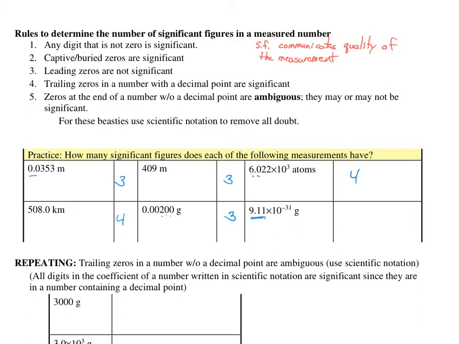They're all non-zero numbers in that coefficient. But also we know that any number in the coefficient of a number written in scientific notation is significant. That's how we use scientific notation to unambiguously indicate the number of sig figs in a number. Let's see how that works.